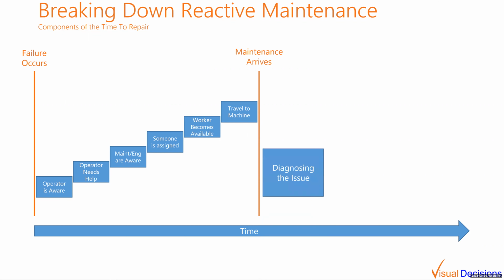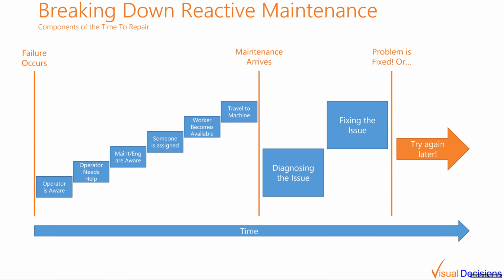So first they have to diagnose the issue. So, what happened to the filler to cause it to stop? And that itself can be somewhat of a lengthy process, depending on the failure, depending on the experience of the person, how unique the problem is, and so forth. And then they have to actually fix the issue. And hopefully that's it and the problem is fixed, but they may not have the right tools. They may not have the right parts that they require, or they may not have the right knowledge to fix the problem on that first try.